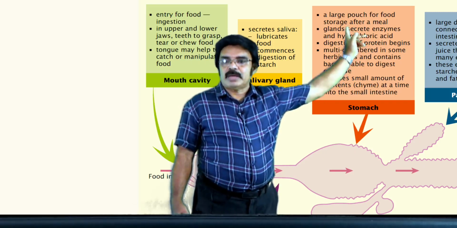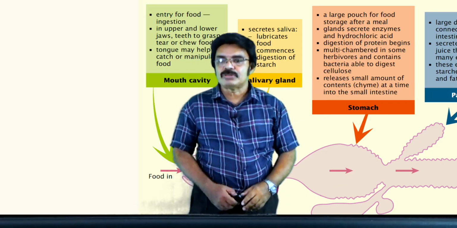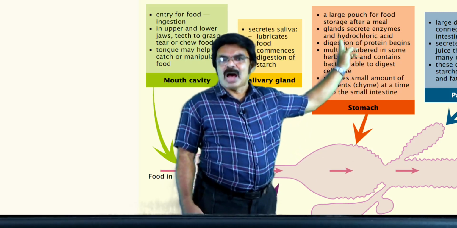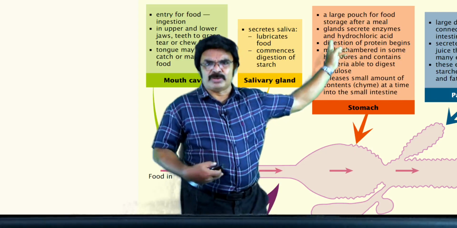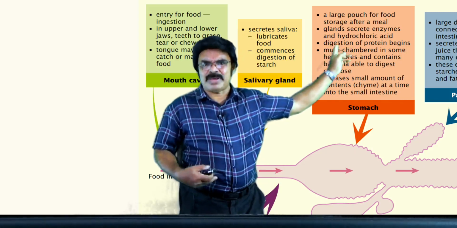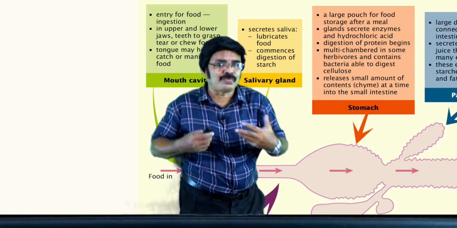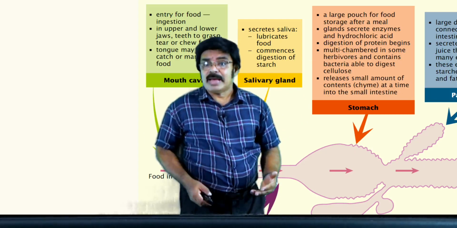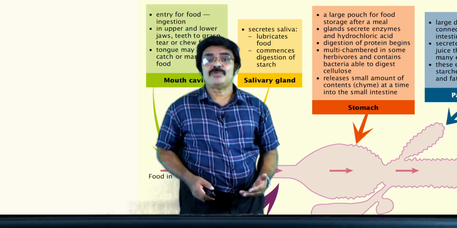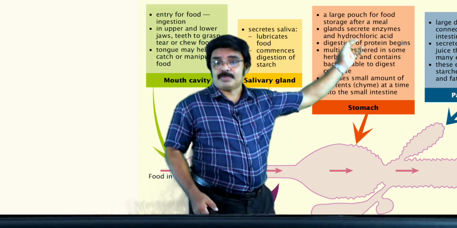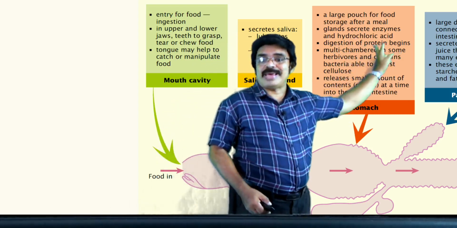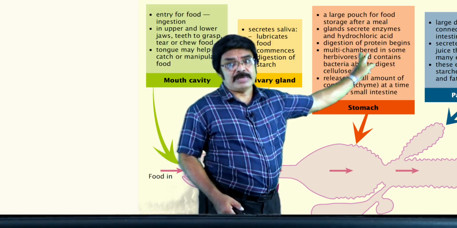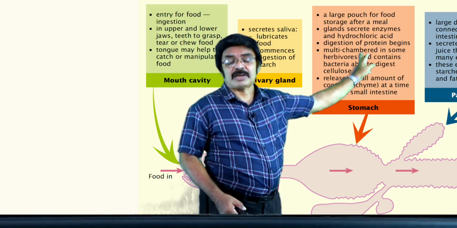Glands secrete enzymes and hydrochloric acid. Hydrochloric acid, basically HCl, is acidic. At times when we vomit, we feel that it is acidic. That is due to hydrochloric acid, and the hydrochloric acid activates enzymes. Digestion of protein begins in the stomach. The protein digestion starts there.